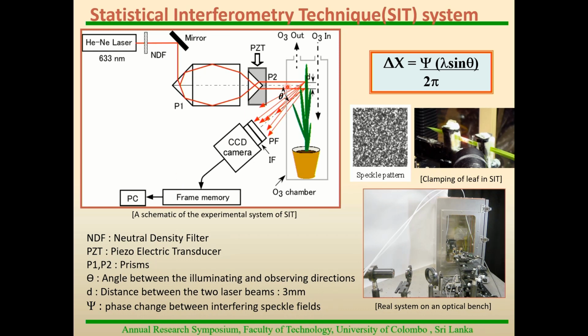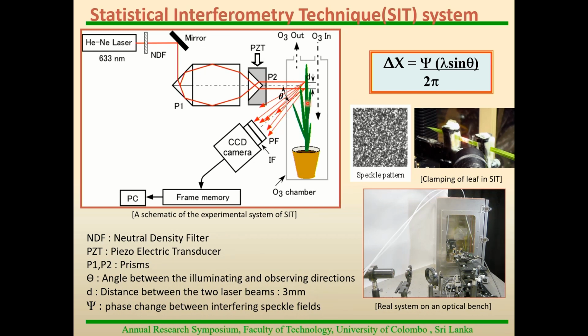The leaf of the plant is kept in front of the two parallel laser beams. A laser beam is split into two beams by means of this prism P1, and these two beams are made parallel by means of this prism P2. The piezoelectric transducer is given a phase modulation between the two laser beams.